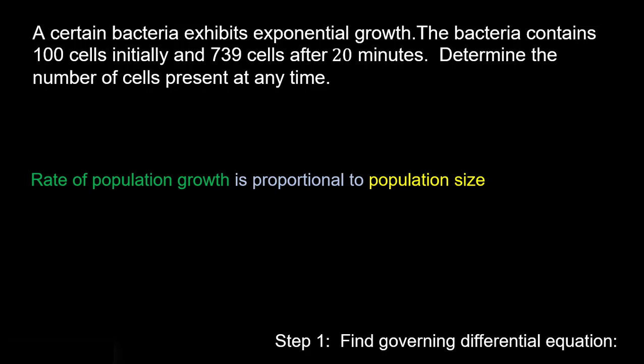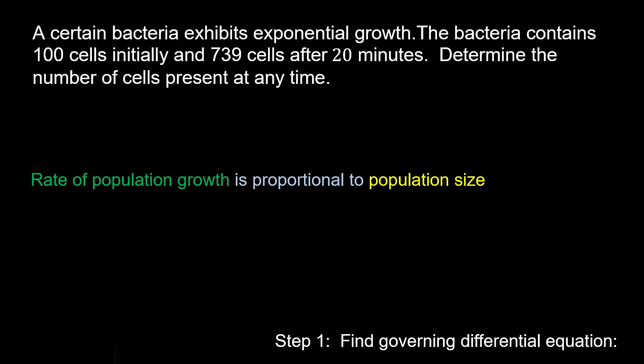We're basically saying that imagine that after 20 minutes when we have 739 cells, there's going to be more cells there to reproduce, so it's going to be growing at a faster rate when there's 739 bacteria cells than it would be, say, at the beginning when there was only 100. So basically, more bacteria means more opportunity to reproduce, means a higher growth rate. So bigger population size will correspond to a bigger rate of population growth. So that's all we really need to find our governing differential equation.